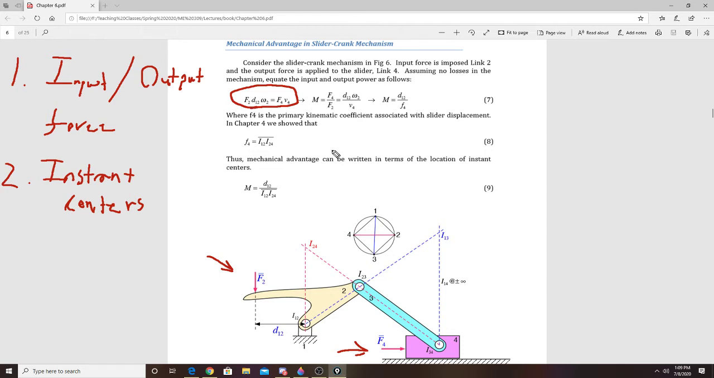this is what we got so far, right? Remember, this is the mechanical advantage equation. For an input link, F2 is the force put on the link. D12 is the distance from the force to its point of rotation, which is this revolute joint that it spins about, times the angular velocity, because it's a spinning link.